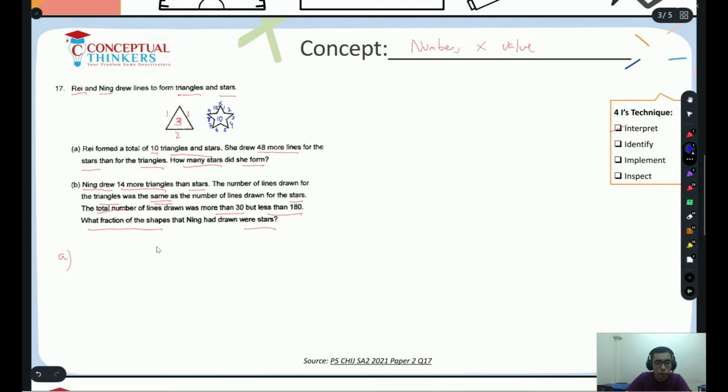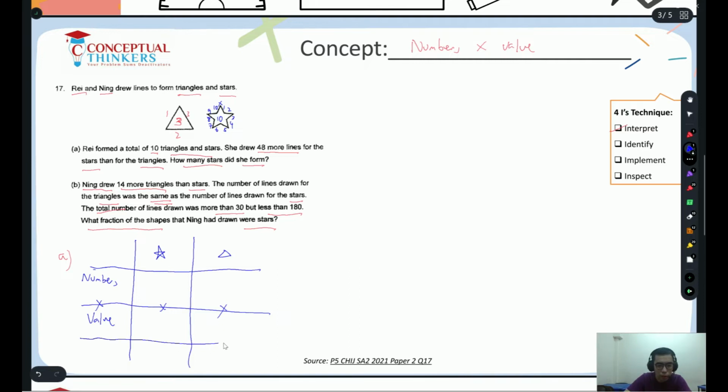Okay, so let's come up with the table. So we have a star and a triangle. This is the table that I usually would draw when I do number times value. This will be the numbers. Then I put a multiplication symbol. This will be value, the individual value. Then we have the total.